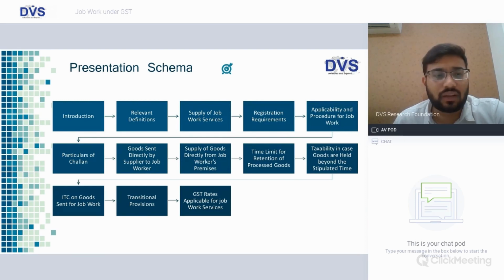Schema for the evening: introduction, relevant definitions, supply of job work services, registration requirements, applicability and procedure, particulars of Challan, supply of goods directly from job workers' premises, time limit to hold the goods, taxability in case goods are held beyond the stipulated time, ITC, transitional provisions, and the GST rates for job work services.